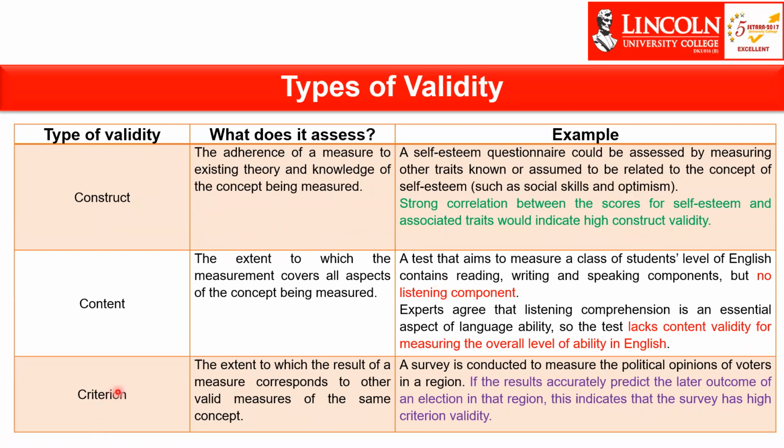Then we have criterion. The extent to which the result of a measure corresponds to other valid measures of the same concept. For example, a survey is conducted to measure the political opinions of voters in a region. If the result accurately predicts the later outcome of an election in the region, this indicates that the survey has high criterion validity. So these are the three types of validity that can be applied in your research. And also, the nature of your research will determine the one you'll be using.